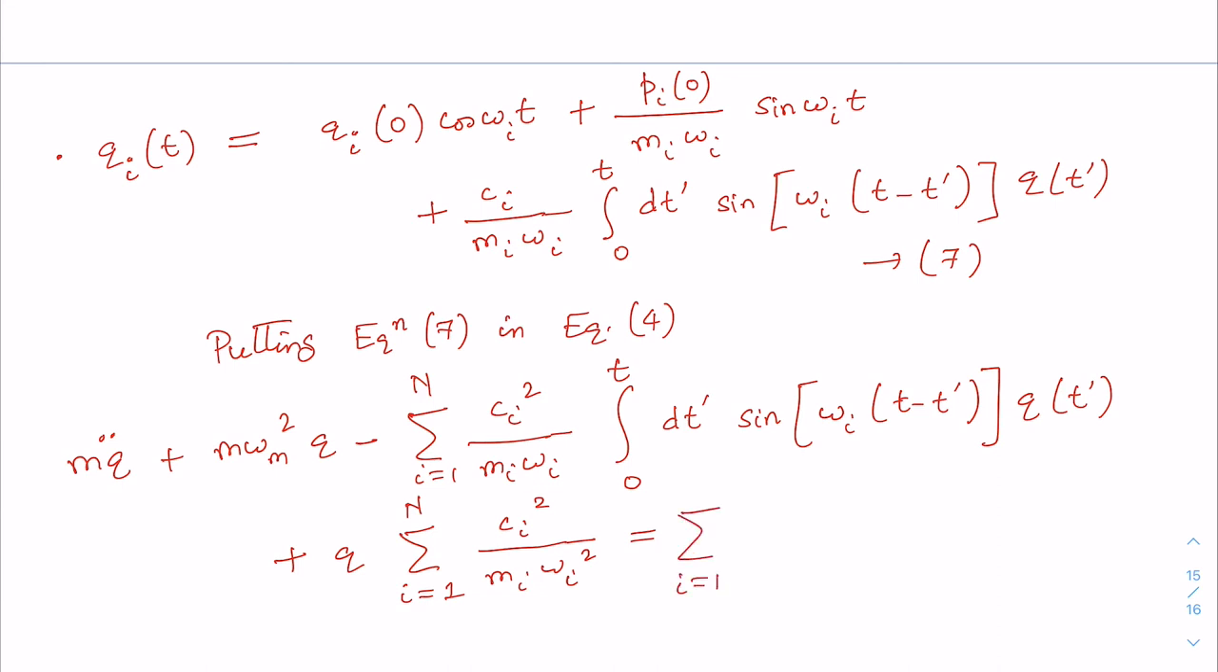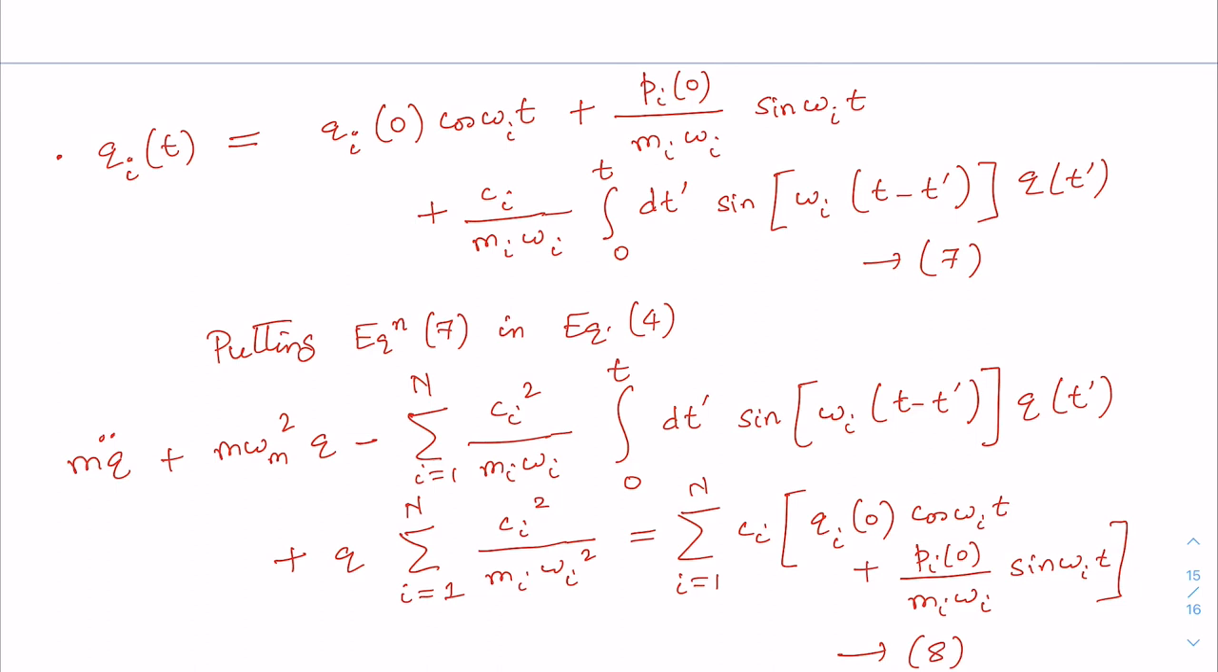side I will have the sum over i equal to 1 to n of c_i, and you'll have q_i at 0 cos omega_i t plus p_i of 0 divided by m_i omega_i, and I have sine omega_i t. Okay, so now let's say this is my equation number 8.